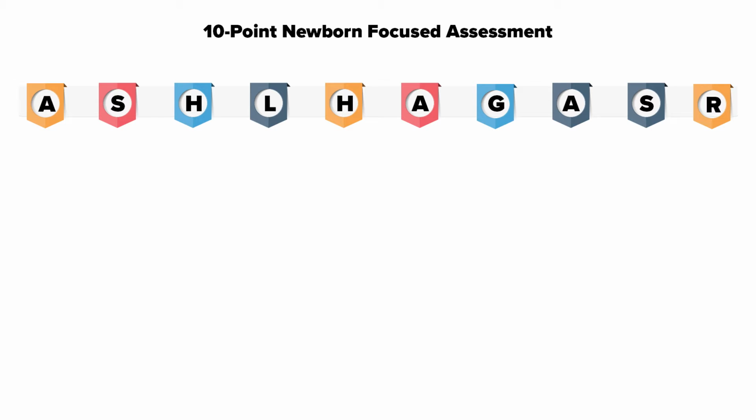You will still be using the mnemonic ASHLA-GASSAR to help you guide and organize your newborn assessment. And this mnemonic stands for A, appearance; S, skin; H, head and neck; L, lungs; H, heart and pulses; A, abdomen; G, genitals and anus; A, arms and legs; S, spine; R, reflexes, which will be an area that is not included in the routine newborn assessment.